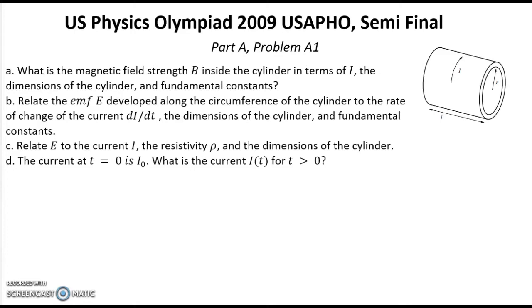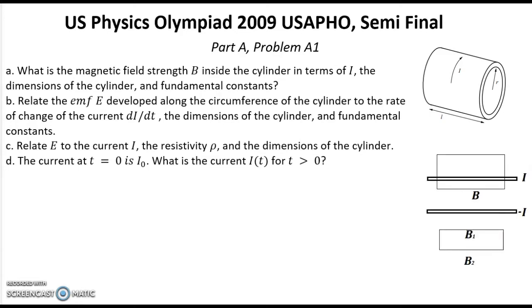Solution. Question A. What is the magnetic field strength B inside the cylinder in terms of I, the dimensions of the cylinder, and the fundamental constants? Our cylinder looks like a solenoid, and we can take the magnetic field inside as the magnetic field of a solenoid. Let's draw the same picture as for a solenoid.